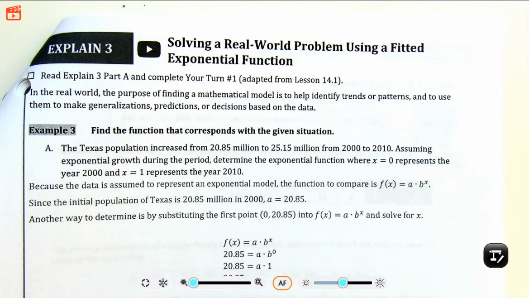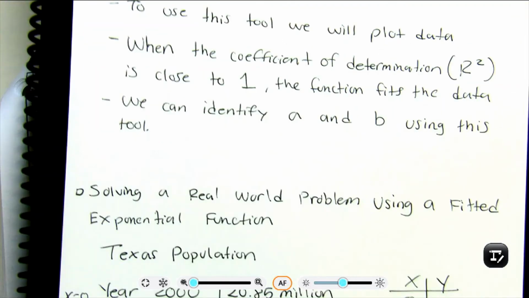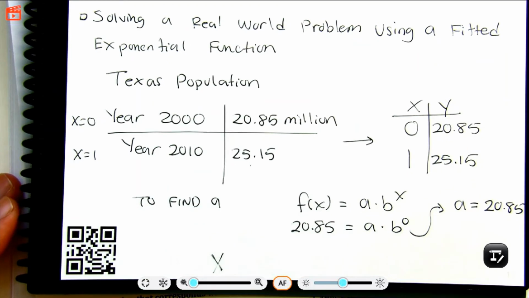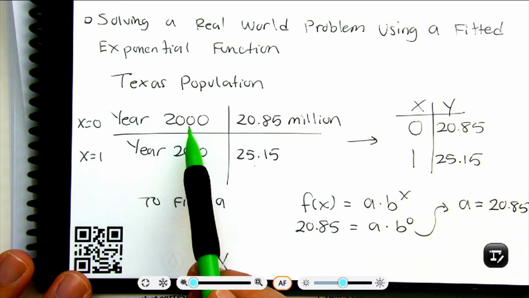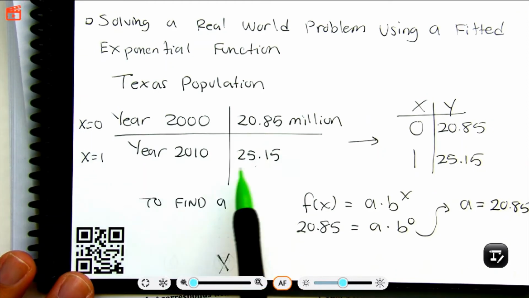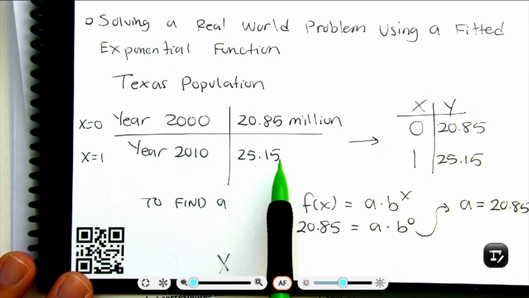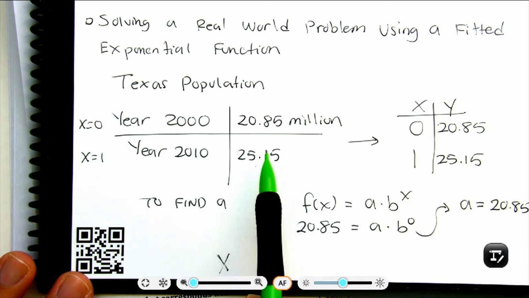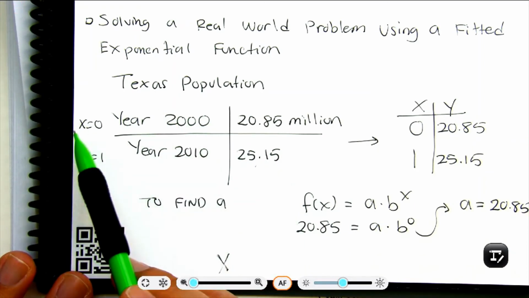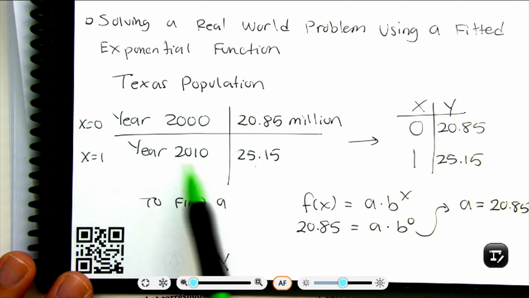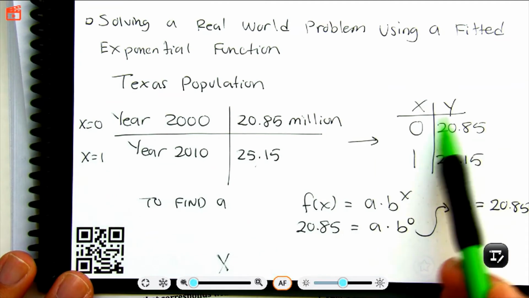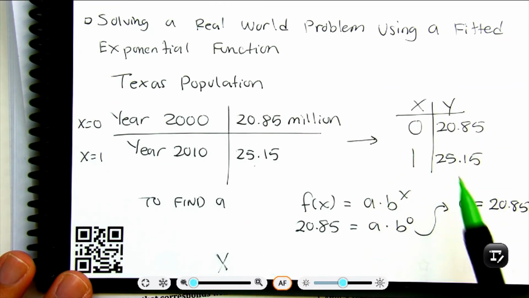So let me show you my notes on this. In the year 2000, we have 20.85 million. In the year 2010, we have 25.15 million. And what they're telling us to do is the year 2000 is x equals 0, and the year 2010 is x equals 1. So pretty much this transfers into an x and y graph like this.